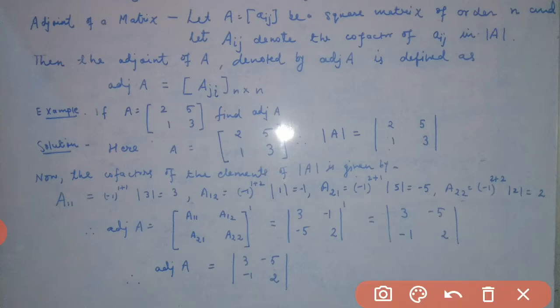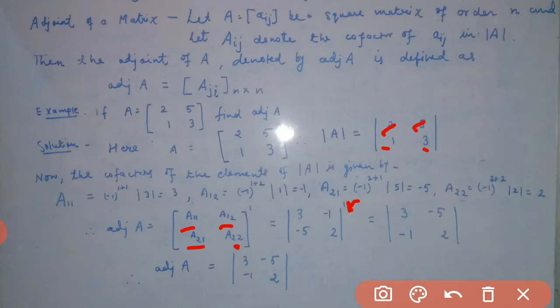These all are the cofactors of the determinant of A, that is, for 2, for 5, for 1 and for 3. Whatever value we find, we put that value in place of A11, that is for 2, A12 that is for 5, A21 that is for 1 and A22 that is for 3. So this is the determinant 3, minus 1, minus 5, 2, and we will go for the transpose of this.